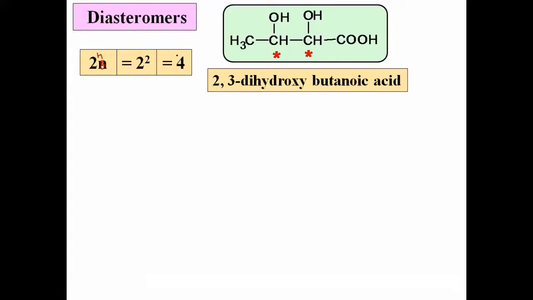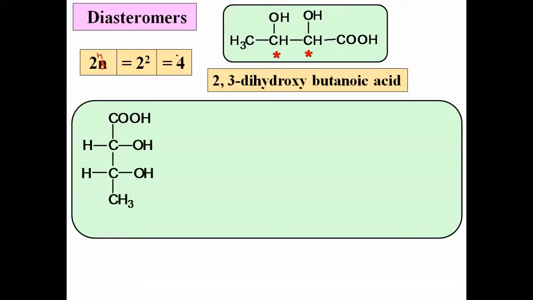Now let us see which stereoisomers are possible for 2,3-dihydroxybutanoic acid. Let us see. This is the first one.